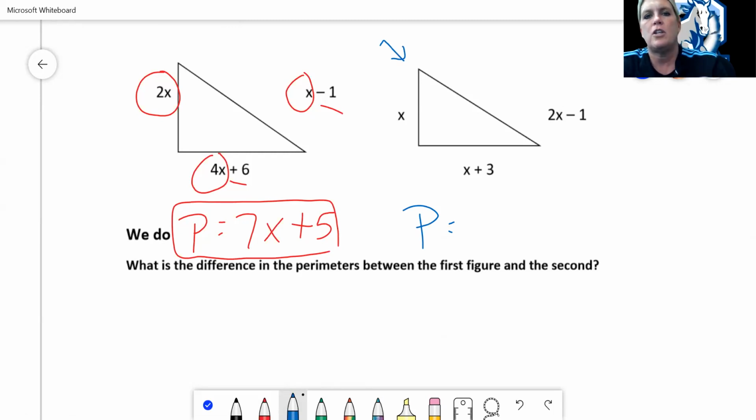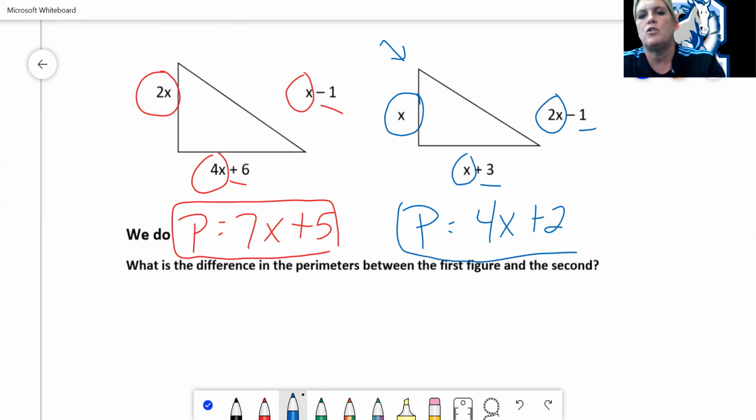So now that you've had a chance, I'm going to circle my x's. That gives me 4x, and then 3 minus 1 is 2. This is what you should have gotten for the perimeter in terms of x. So now, go and find the difference between the two figures, between the first and second, just like we did the one before. And pause the video and then come back and see how you did.